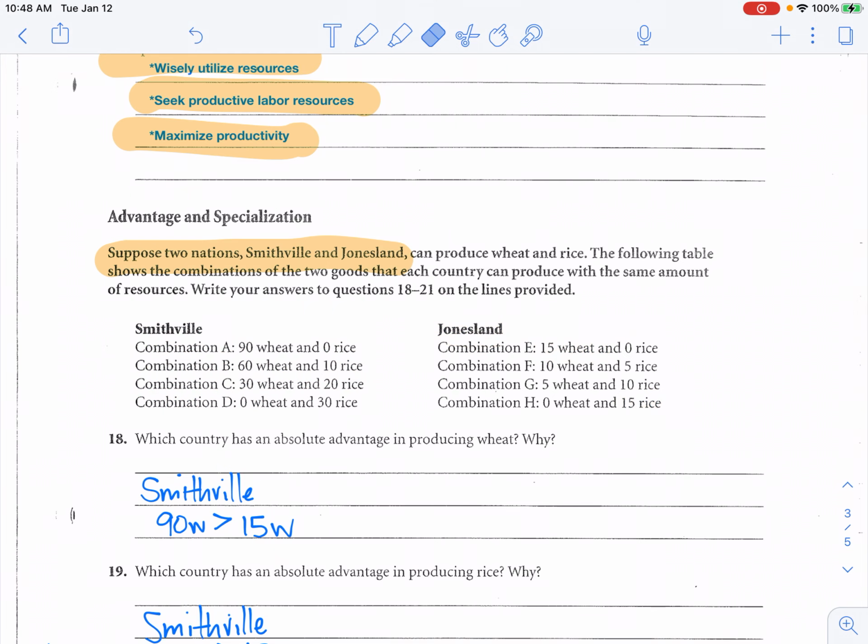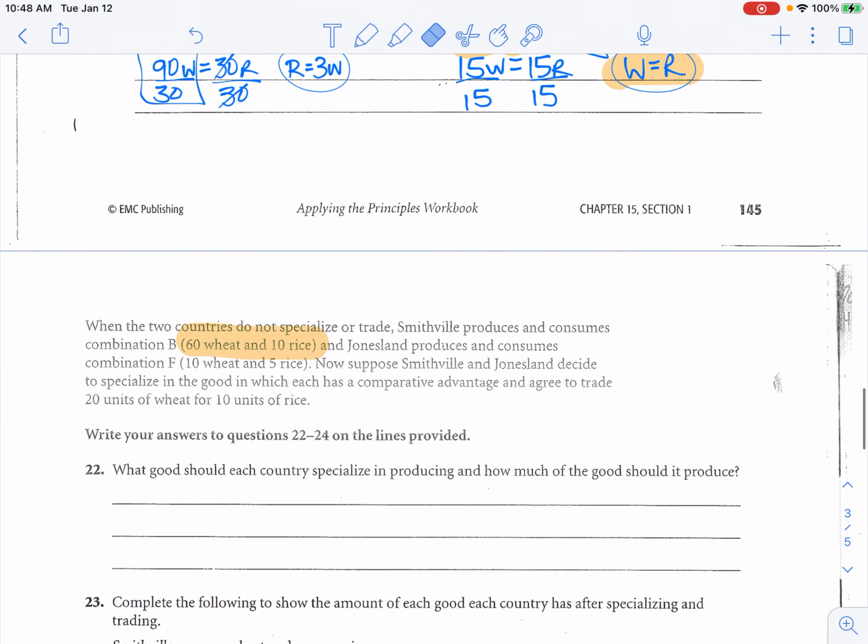And Jonesland is using combination F from that chart above. So Smithville currently is making 60 units of wheat and 10 units of rice. Jonesland, 10 units of wheat, 5 units of rice. But suppose they decide to specialize in the good each has a comparative advantage in, and then they're going to trade with one another.